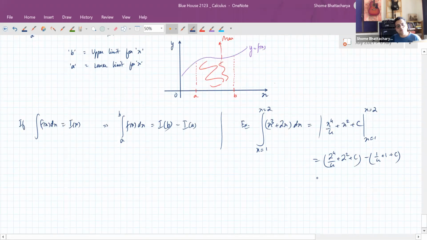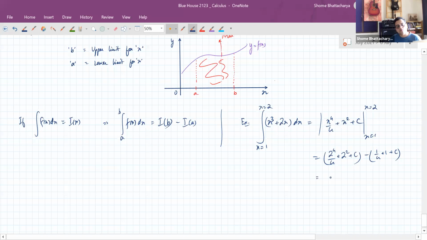So that's becoming 4 plus 4. c will cancel out, minus 5 by 4. So that is 8 minus 5 by 4. So that is 32 minus 5, that's 27 by 4. So this becomes our answer. This is the value of this integral.